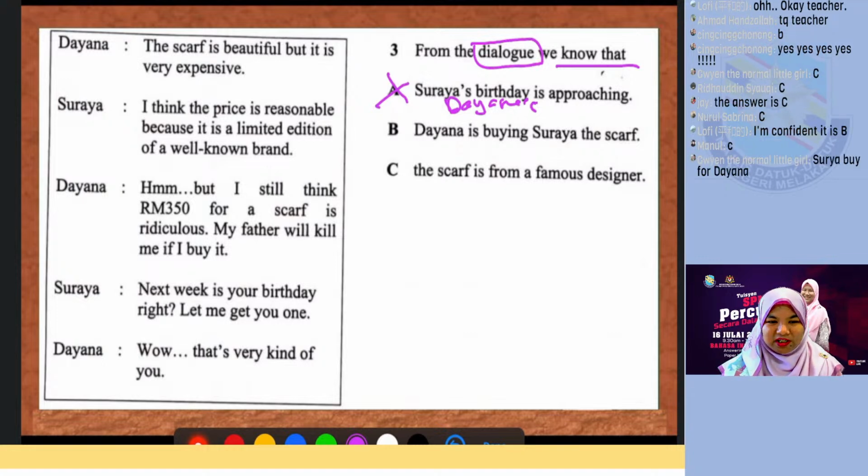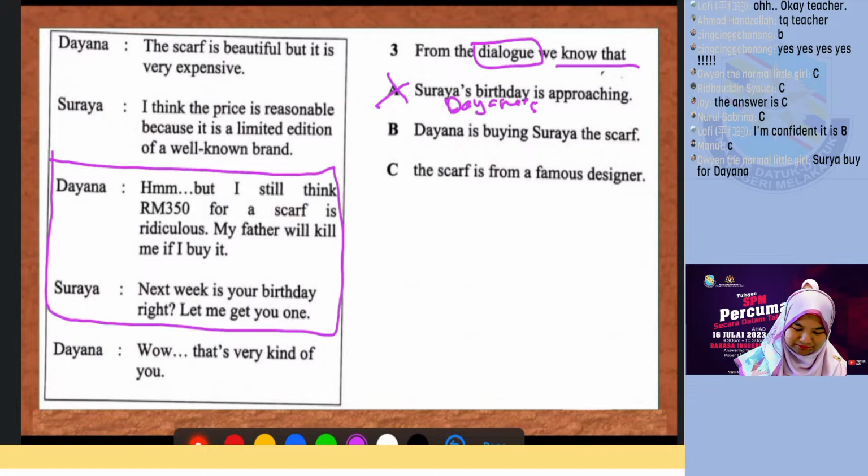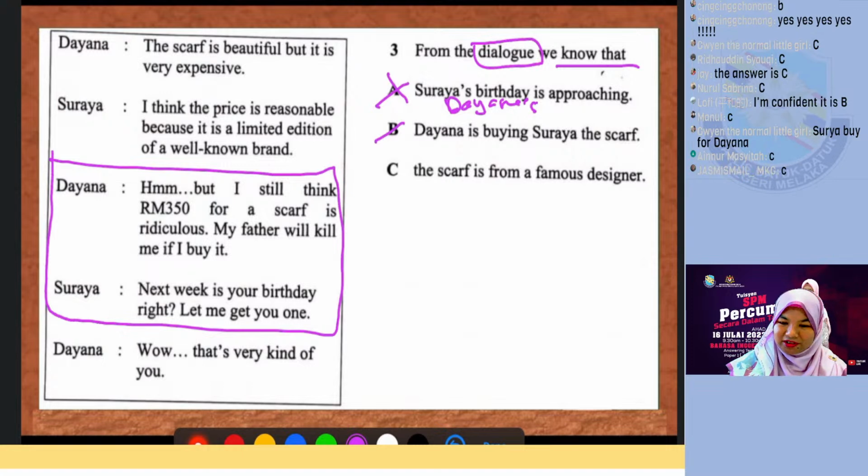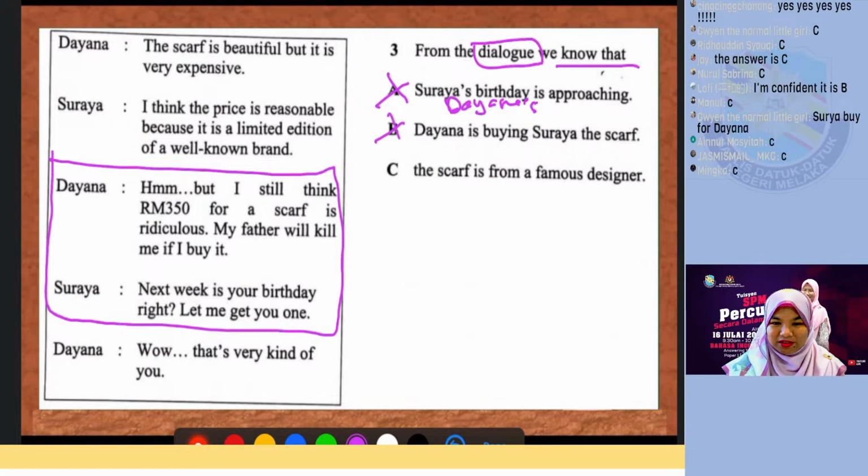Diana is buying Suraya the scarf. Let's check here. Focus on this one. Is it Diana buying Suraya the scarf or Suraya buying Diana the scarf? B is wrong because it should be the other way around. It's supposed to be Suraya buying Diana. So that's why B is wrong. The most obvious answer would be C.